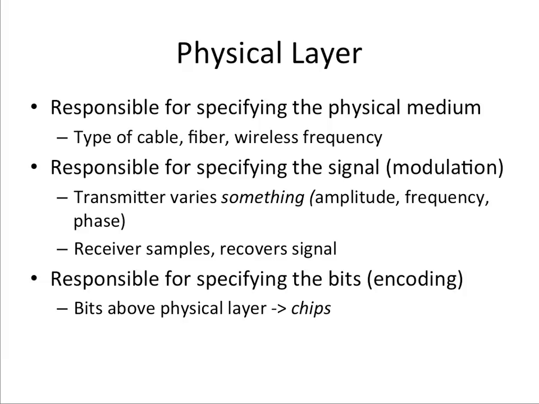Similarly, we need some medium to transmit information. So the physical layer specifies that. The physical layer also specifies how we specify the signal, how we modulate. For example, we might use amplitude, or changes in amplitude, frequency, or changes in frequency to transmit something, which is the information. And finally, it also specifies how we encode the bits.